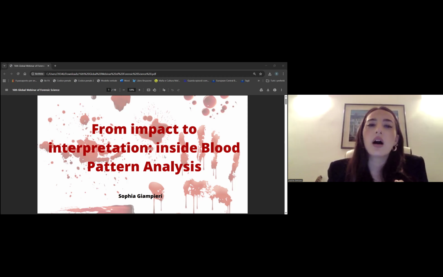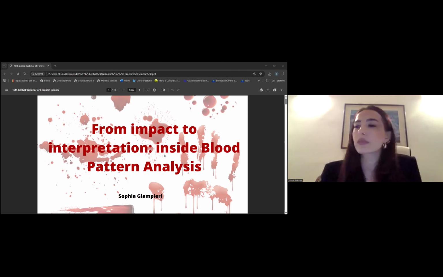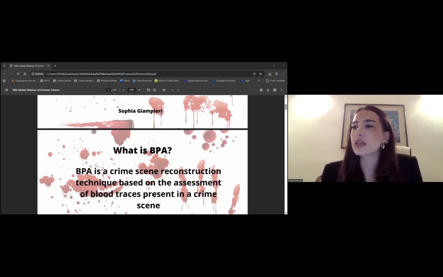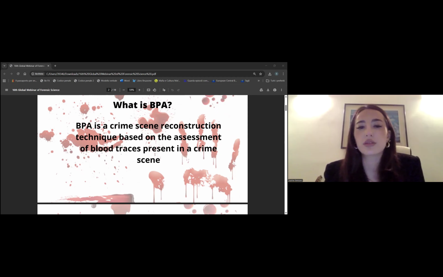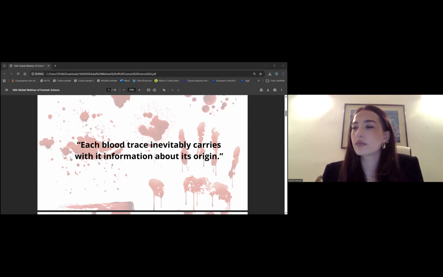Essentially, each spot or set of spots, called a pattern, contains information about the action that generated it. As you can see in the other slide, each blood trace inevitably carries information about its origin.